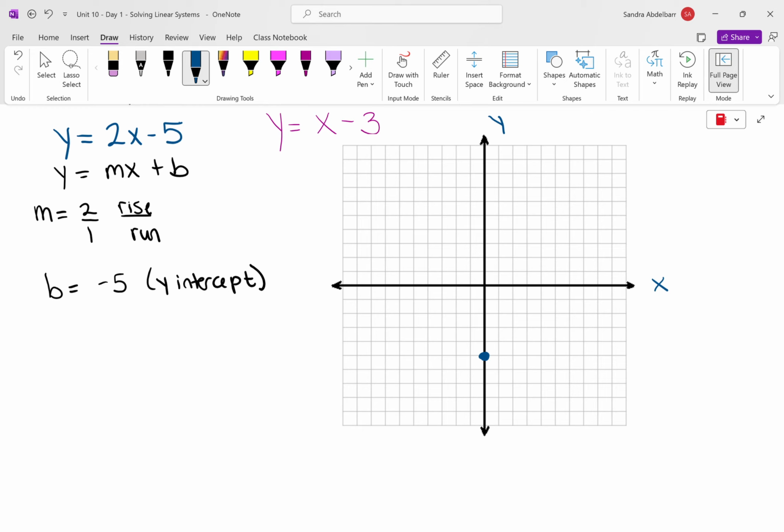Then you're going to rise and run according to the slope. So my rise is positive 2, my run is positive 1. That means I'm going to go up 2 to the right 1, positive and positive. And then again, up 2 to the right 1.